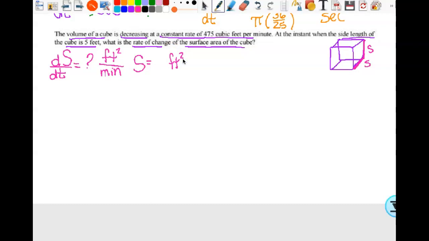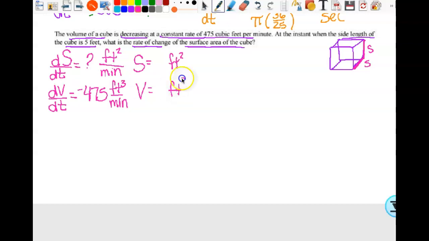Okay, then I'm going to go back, and it says the volume of a cube is decreasing at a constant rate. So this gives me dV/dt. Okay, dV/dt is what? Negative 475. And what are the units going to look like on that? Feet cubed per minute. And then volume, did they give me the volume of the cube? No, they did not. But whenever I figure it out, if I need it, that's going to be feet cubed.